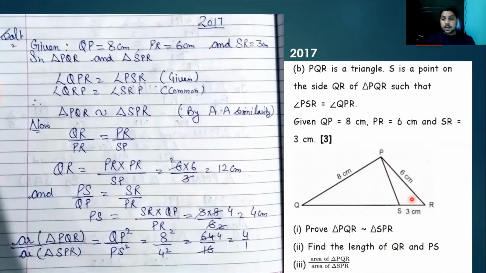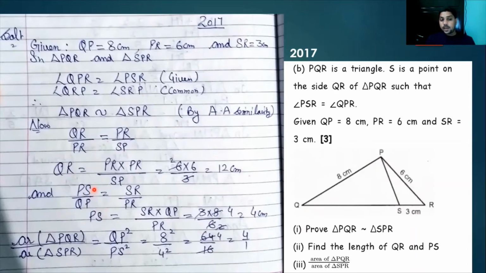Then since the triangles are similar, their corresponding sides will be in proportion. So write the corresponding side opposite to angle S, that is PR. Similarly angle P is equal to angle S here, complete angle QPR is equal to PSR, so the side opposite to angle P is QR. QR upon PR is equal to PR upon SP. So the value of QR will be equal to PR multiplied by PR upon SP, so we have the value equal to 12 centimeter.